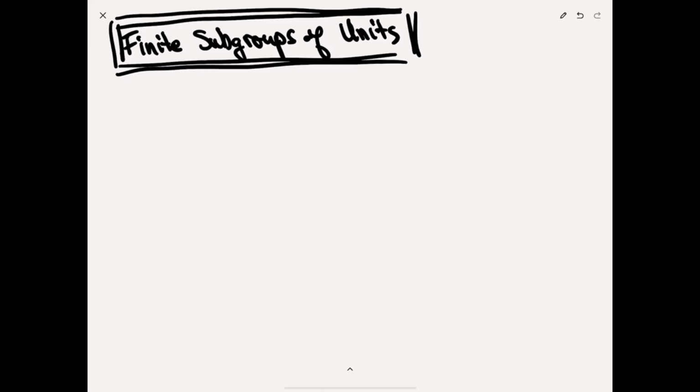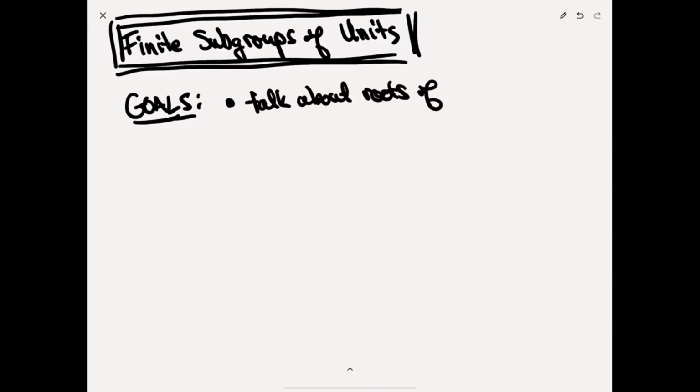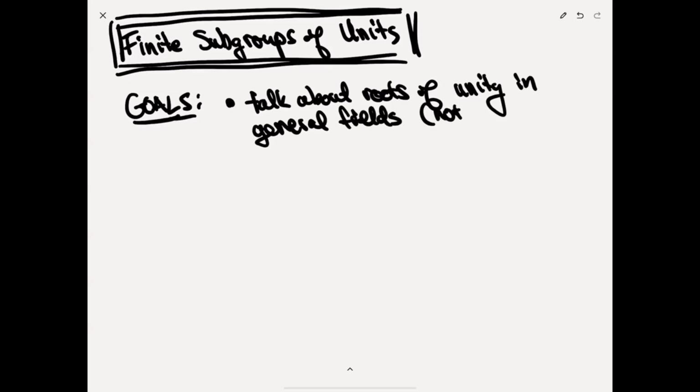The goals, I mean, what are the outcomes? Is that we'll be able to talk about roots of unity in general fields. So not just C.